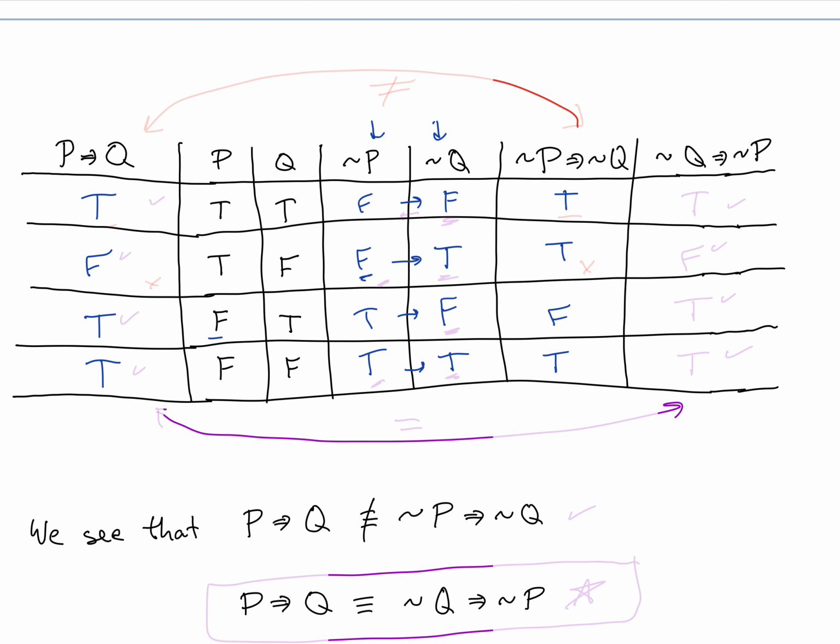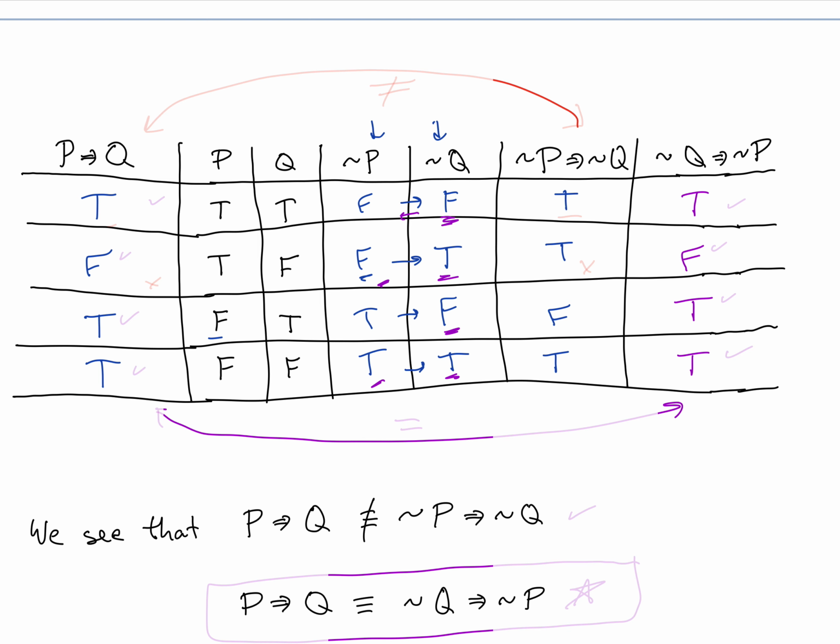Next, not Q implies not P. So now we're going backwards. False, the first piece is false, and so this whole thing is true. Now we've got true implying false. That's false. Now we've got false, and because that first piece is false, that means the whole thing is true. And finally, true implying true. Yes, that is true.